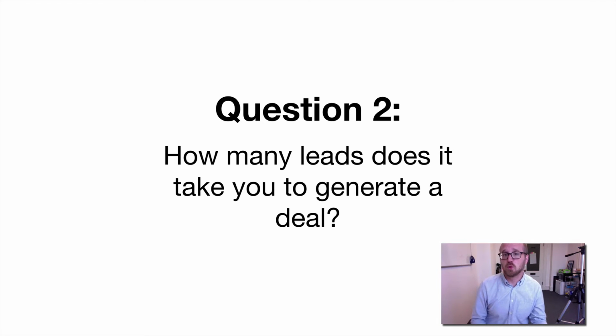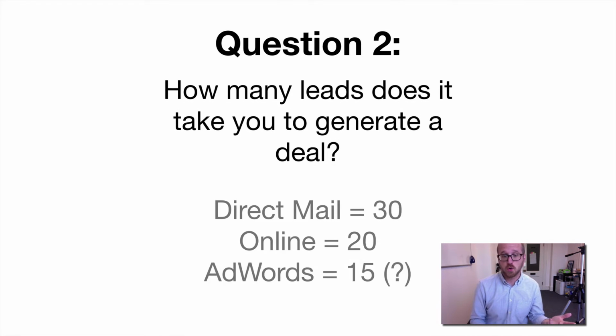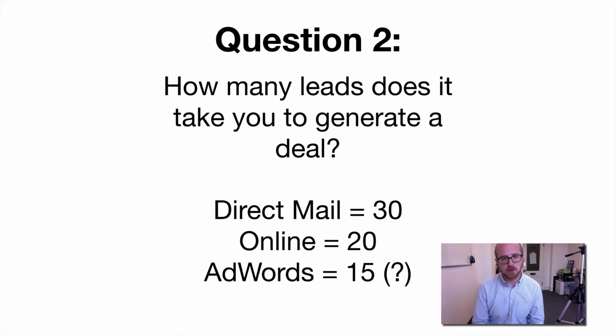But let me give you some rule of thumb numbers if you're not totally sure. So the number that people usually throw around is 1 lead out of 30. That's typically based on direct mail response rates. For every 30 leads you get, you're going to generally get 1 deal out of that, right? So that's cool. Then you've got online leads.